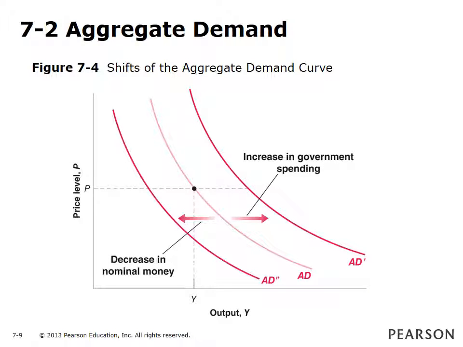Figure 7-4 shows shifts of the aggregate demand curve. At a given price level, an increase in M or G or a decrease in T increases output, shifting the AD curve to the right. A decrease in M or G or an increase in T will decrease output, shifting the AD curve to the left.